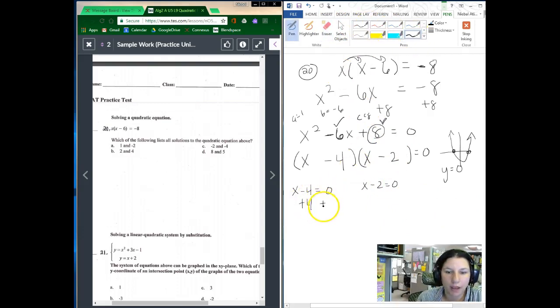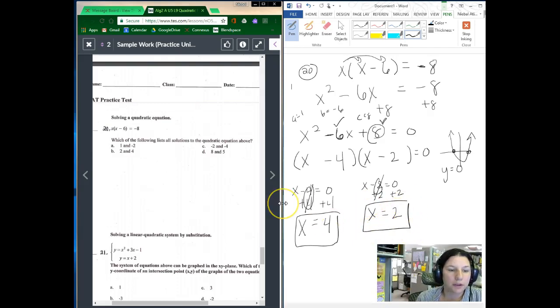Now I'm solving for x. I want to get x by itself. Negative 4 plus 4 is 0. X equals 4. I want to get this x by itself. I subtract 2, so I'm going to add 2, because that gives me 0. X plus 0 is just x. 0 plus 2 is 2. And there's my answers. Option B. X is equal to 2 and 4.